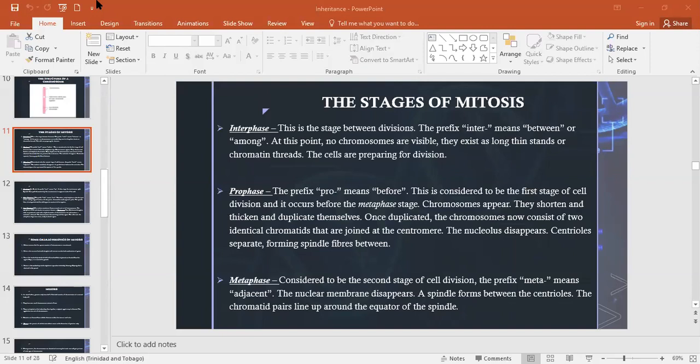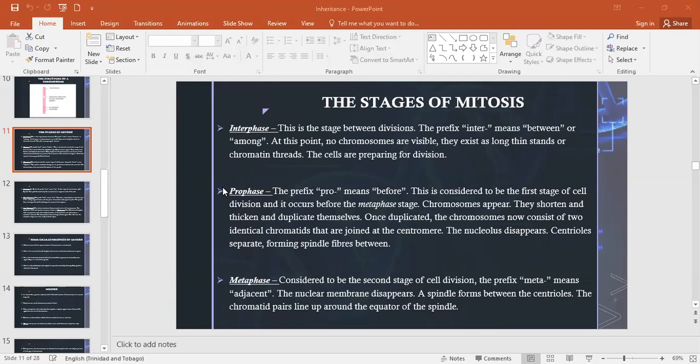So we have stages, okay? So we have interphase, prophase, metaphase. These are our first 3 stages. So we're going to focus on these 3 first, and then we're going to go on to the other 3. So there are about 6 stages in mitosis, all right?